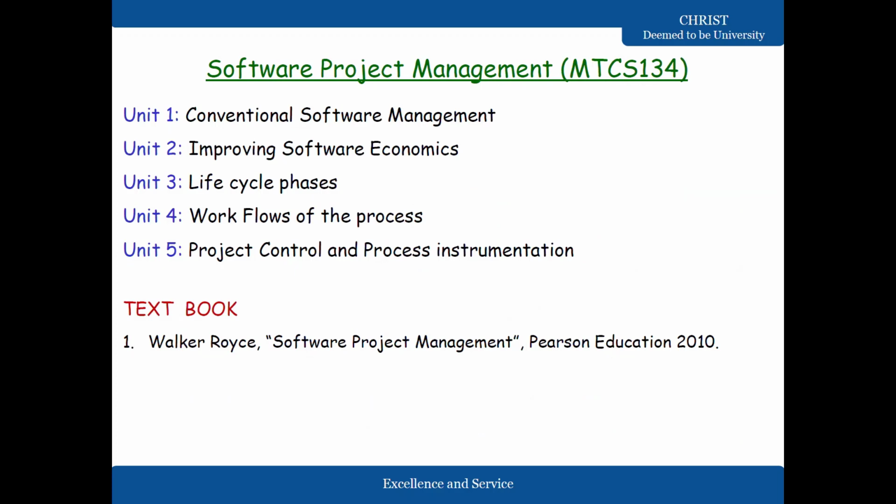Now, there are 5 units in this course. Basically, Unit 1 deals with conventional software management, Unit 2 deals with improving software economics, Unit 3 is lifecycle phases, Unit 4 is workflows of the process, Unit 5 is project control and process instrumentation. And the textbook which is recommended is Walker Royce, Software Project Management, Pearson Education. And these are the units you have to learn.